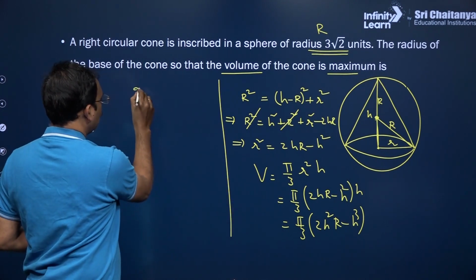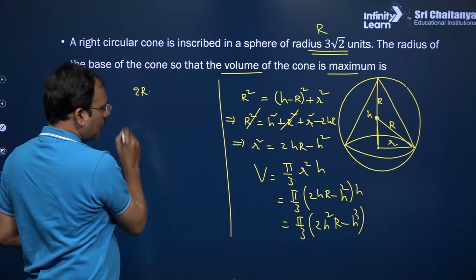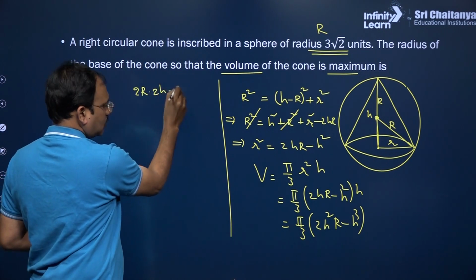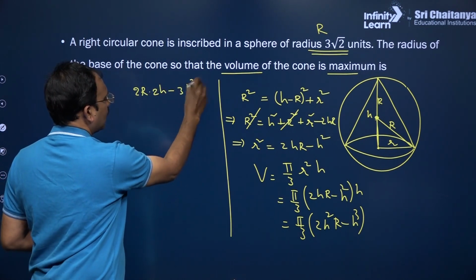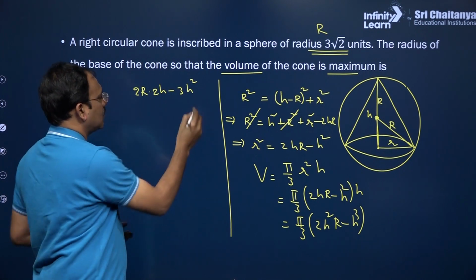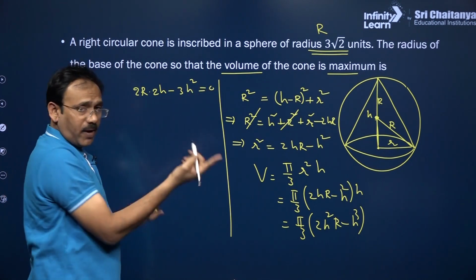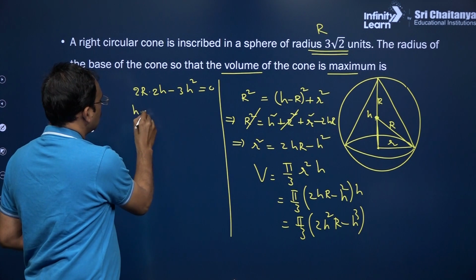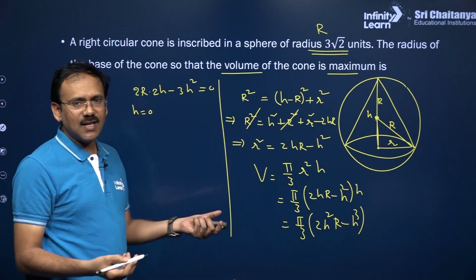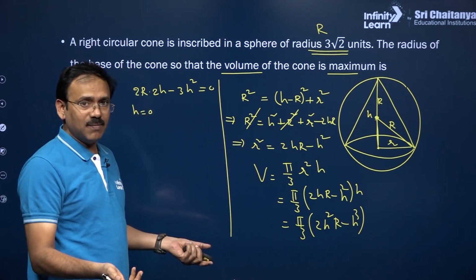This is going to be 2 capital R into h square, derivative is 2h minus 3h square. So, this is the derivative of this, it must be equated to 0. Of course, pi by 3 will be. So, h is equal to 0 is one possibility. In that case, there is no cone. So, volume is minimum case.